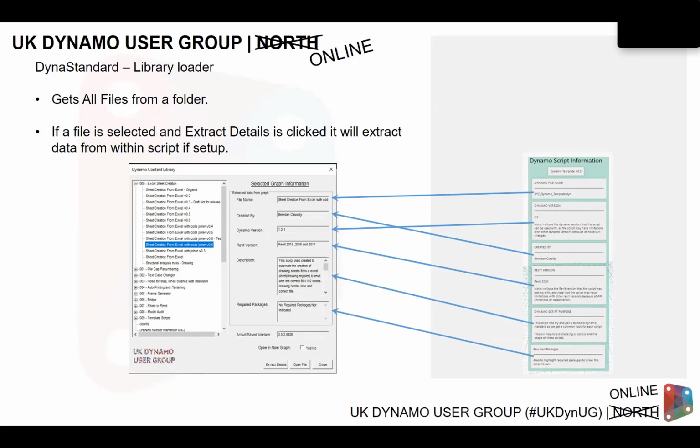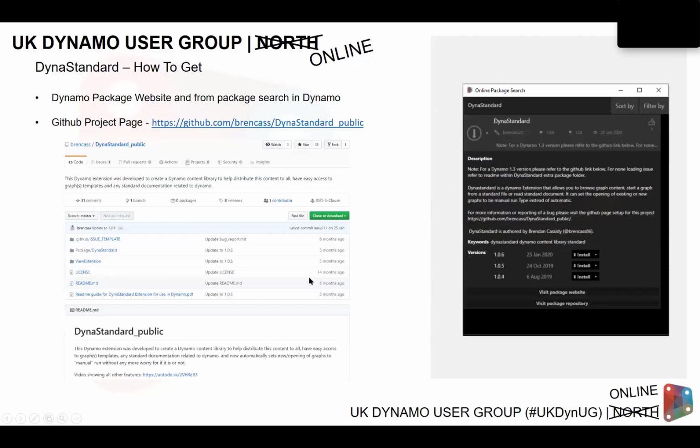So once you've done that, that should load everything from your folder into the first section, the white section with all the tree. Once that's all done, then you can select a file, click extract details, and it'll read the data from the file. That is the main gist of how it works and what it was done for.